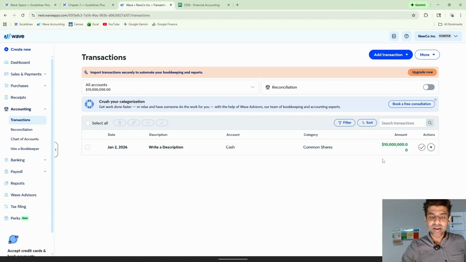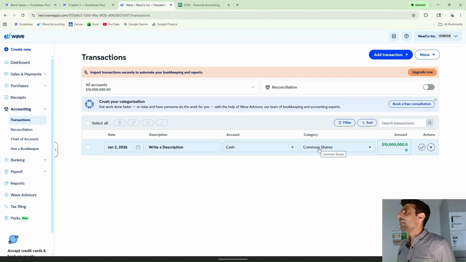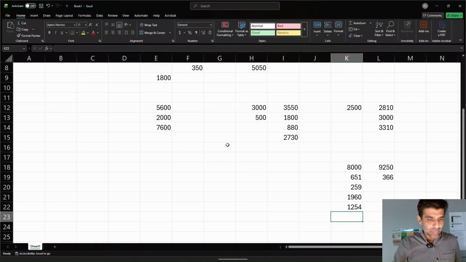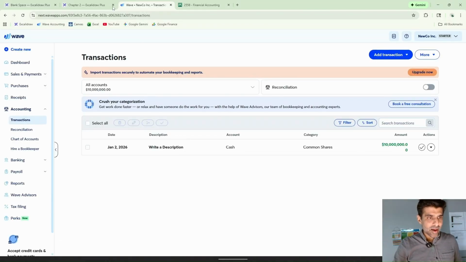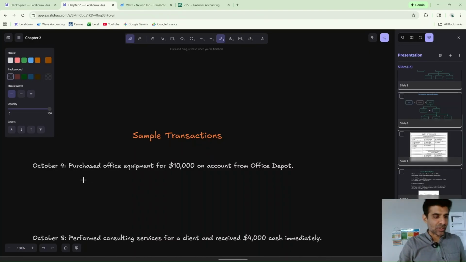Okay, I already have one transaction here where I receive cash for common stock. So you can say this is the first transaction of the company. Now let's see what happens as I do different transactions. On October 4th, I purchased office equipment for $10,000 on account from Office Depot.